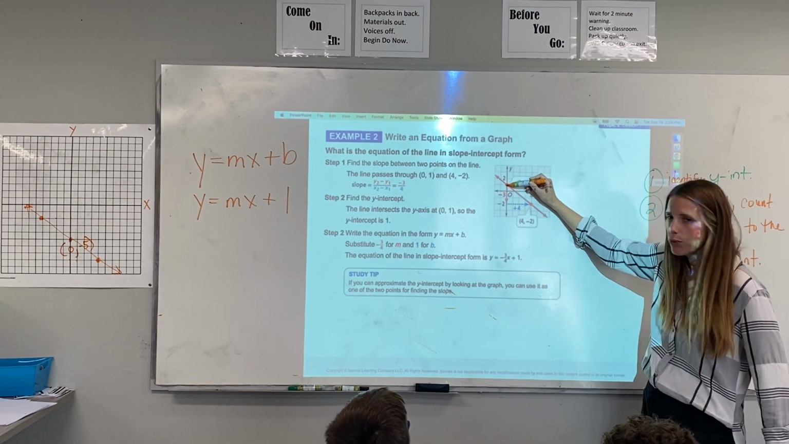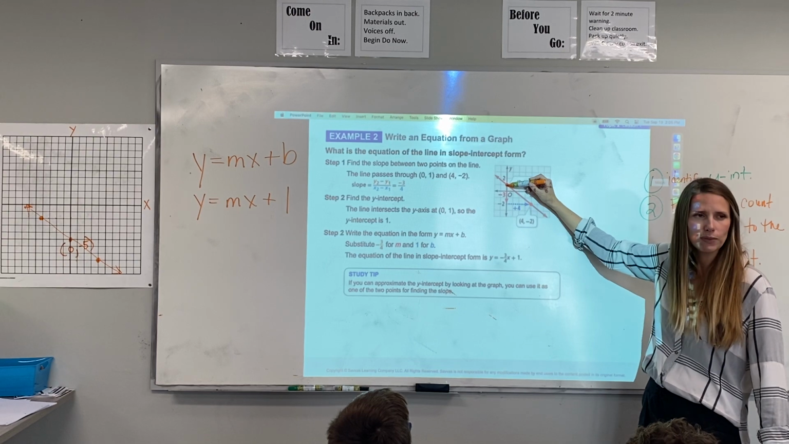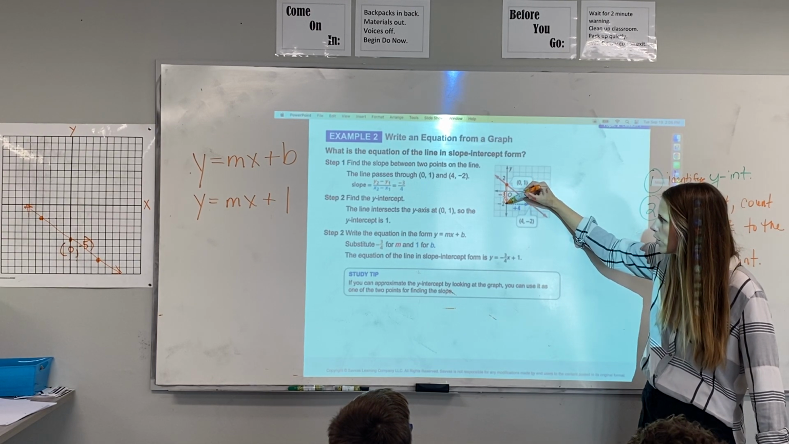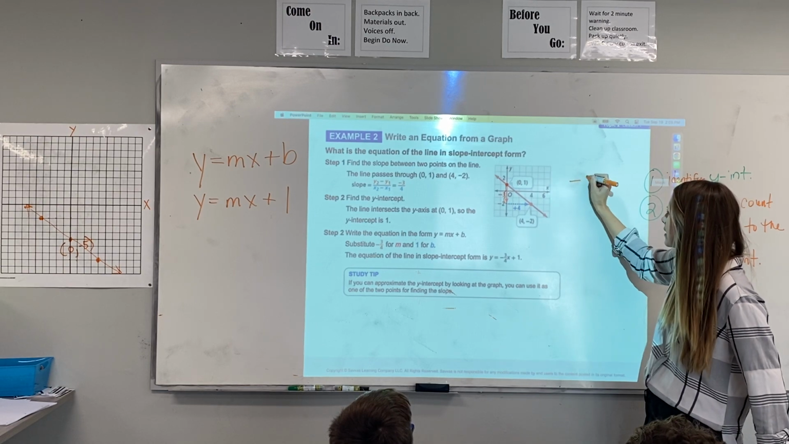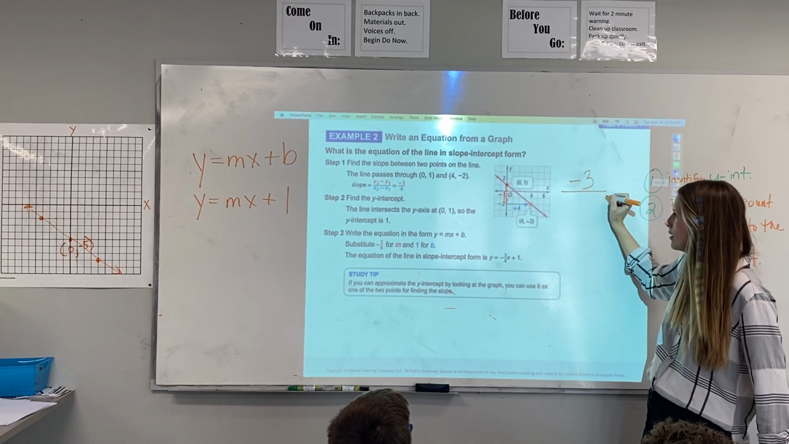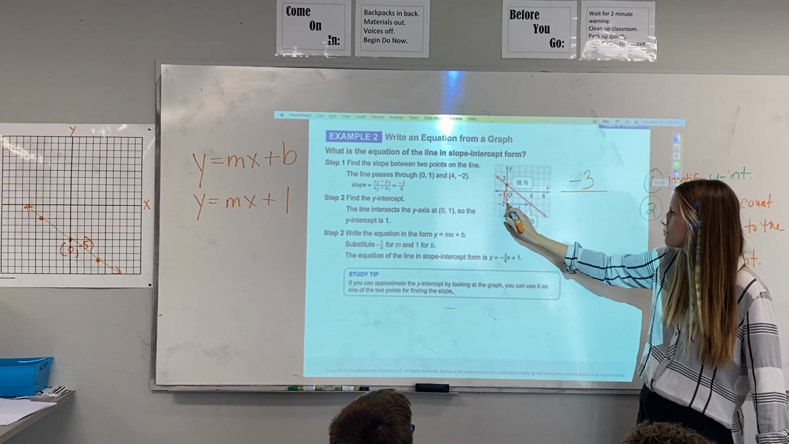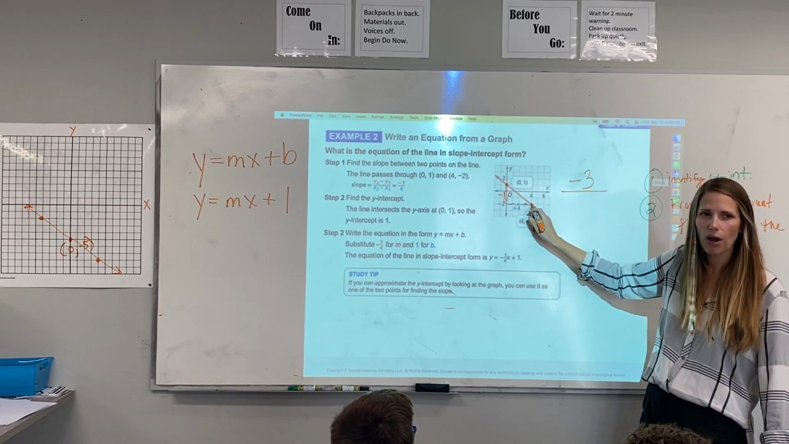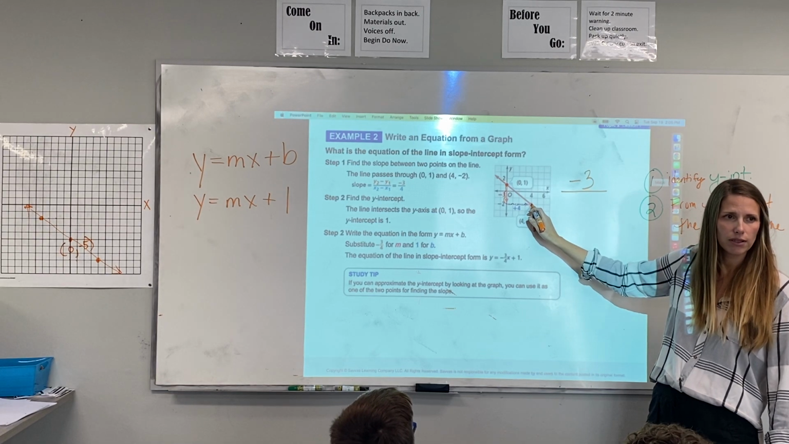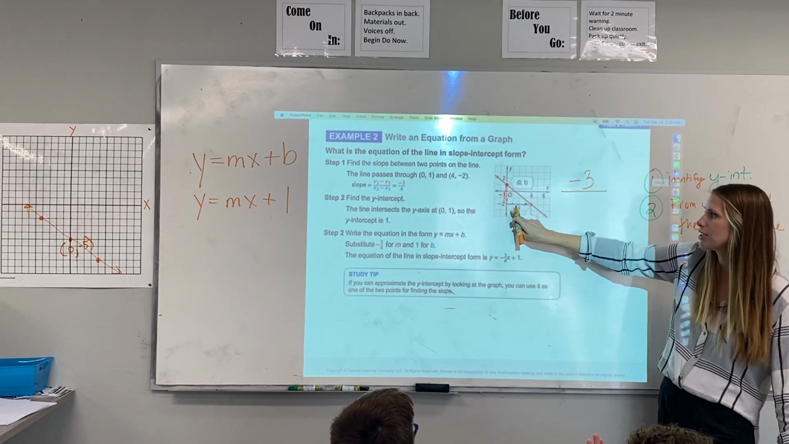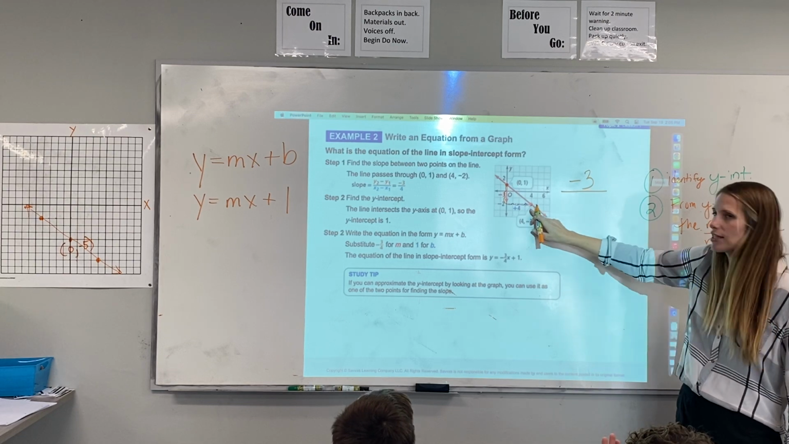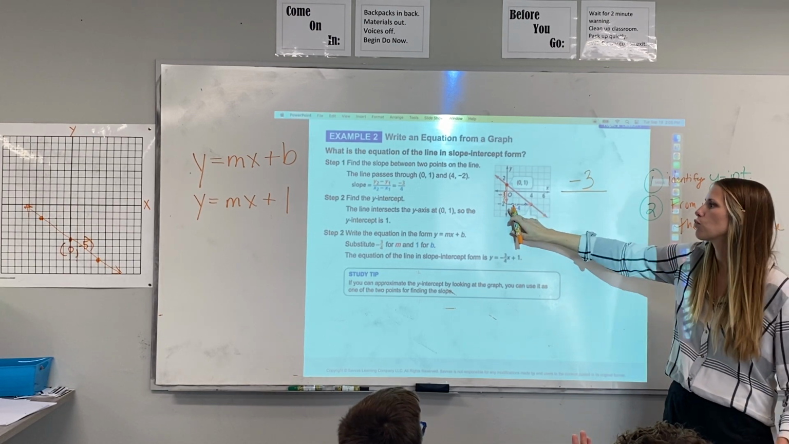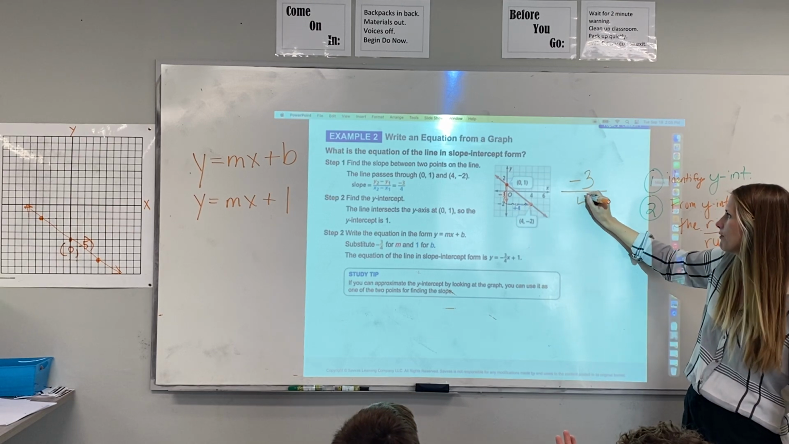Are we going to go up or down? Down. Uh-oh, down means negative. So 1, 2, 3. Our rise is -3. Then we go to the next point: 1, 2, 3, 4. Is that positive or negative? Positive, because we're going to the right, towards positive numbers. The entire slope is going to be negative, but the run is positive.